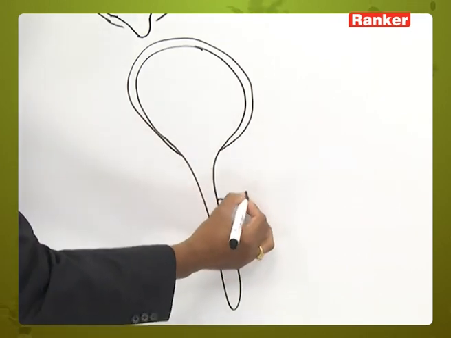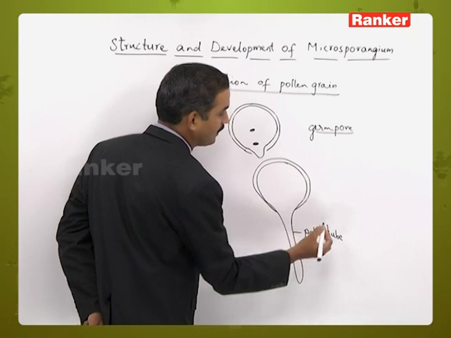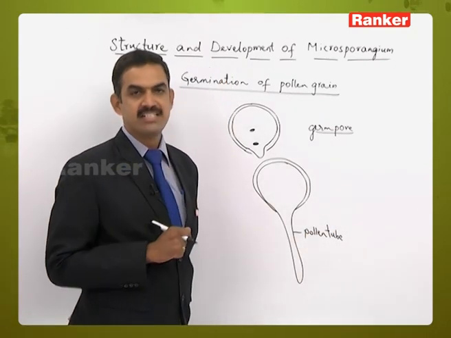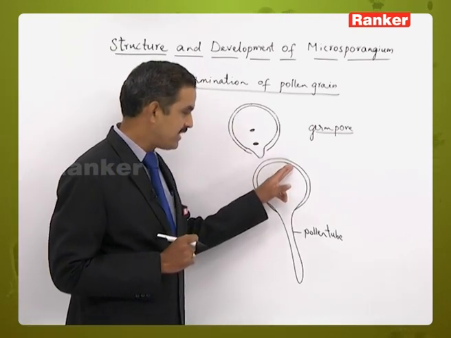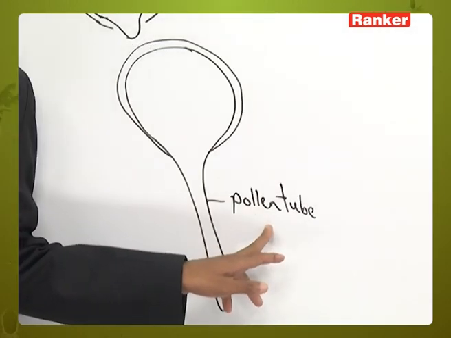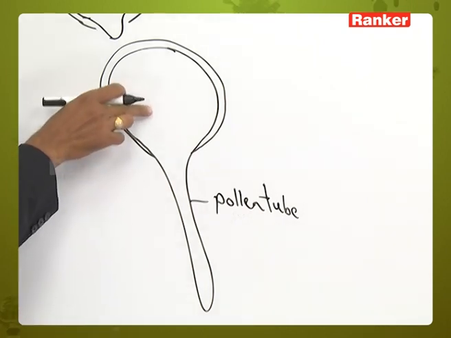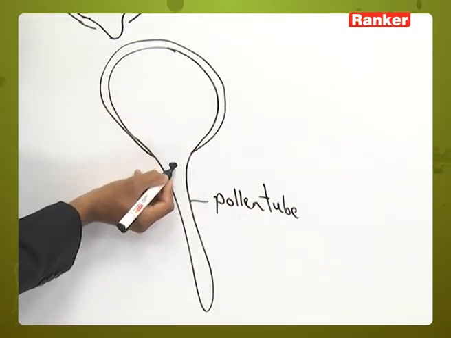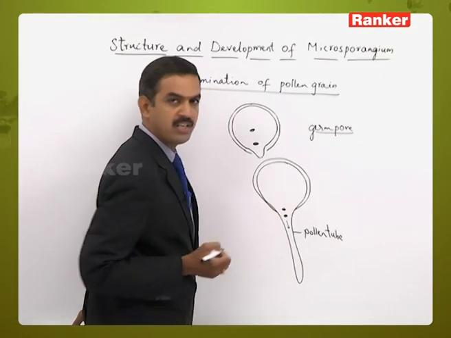So this is called the pollen tube. This pollen tube is nothing but the extension of the intine wall. That's the reason why the same chemical composition that is there in the intine wall is present in the pollen tube also, that is, pectocellulose is present. And here the vegetative nucleus, along with the generative nucleus, will enter into the pollen tube.